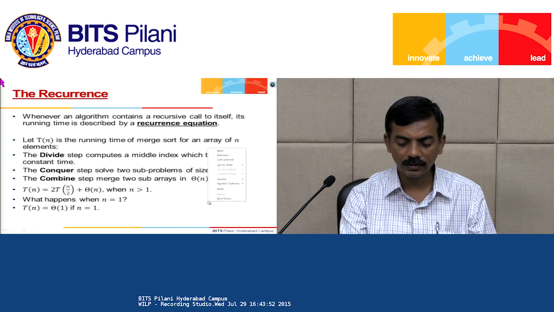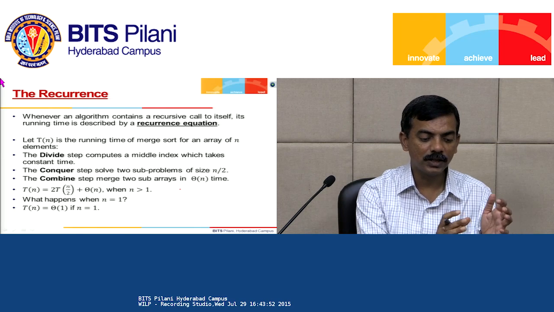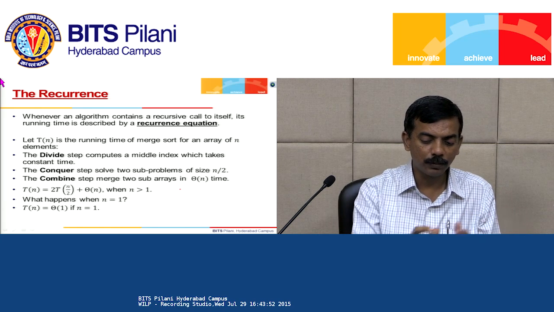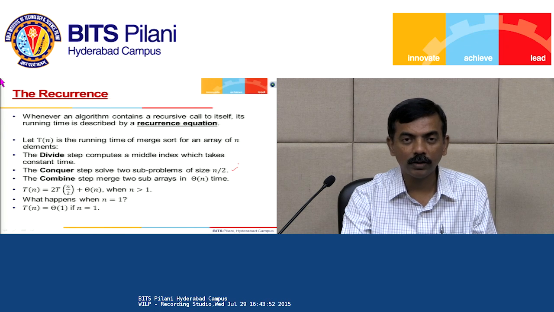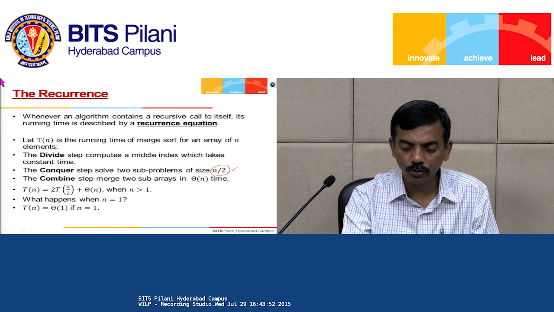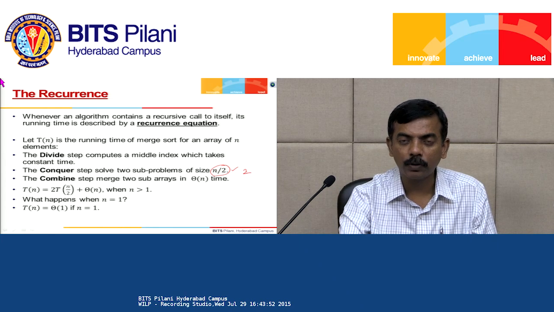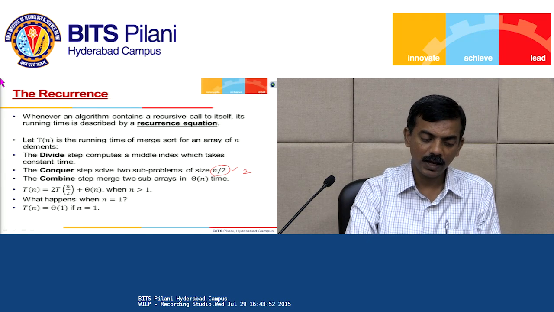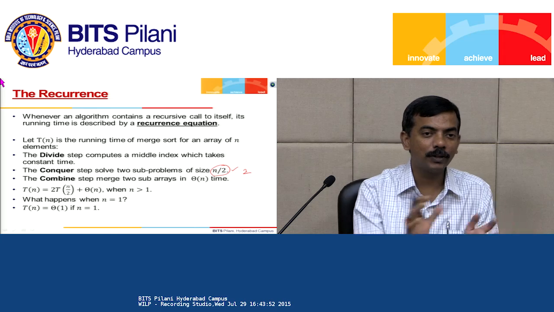The next operation is conquer. You divide into two sub problems and you try to solve them. You work on sub problems of size n by 2. How many sub problems do you have? Two sub problems, each of size n by 2. Then you want to combine the solution of each of the sub problems.